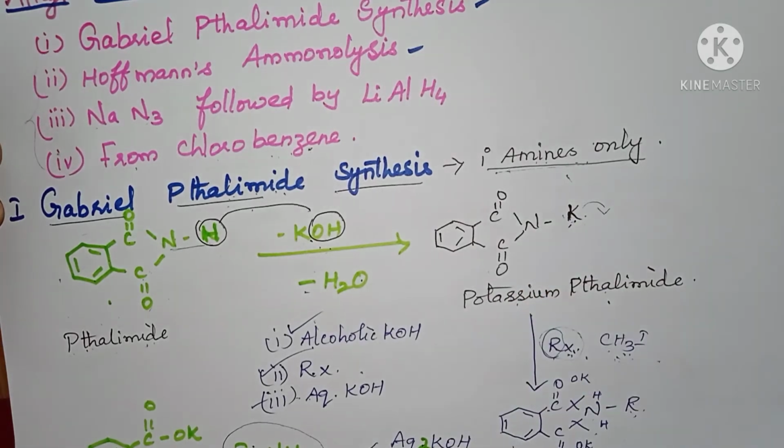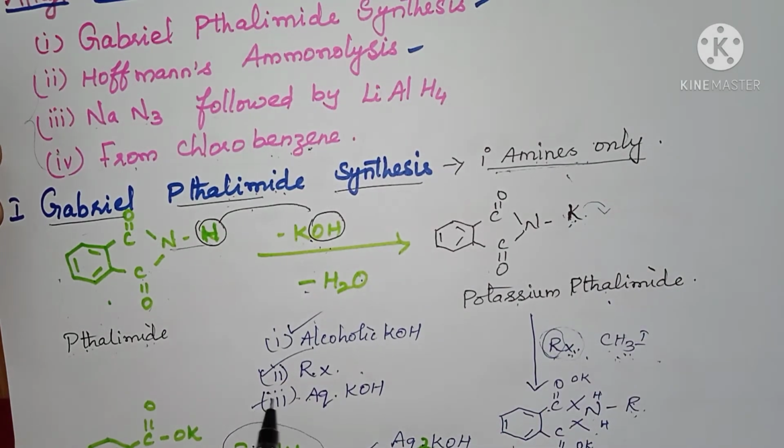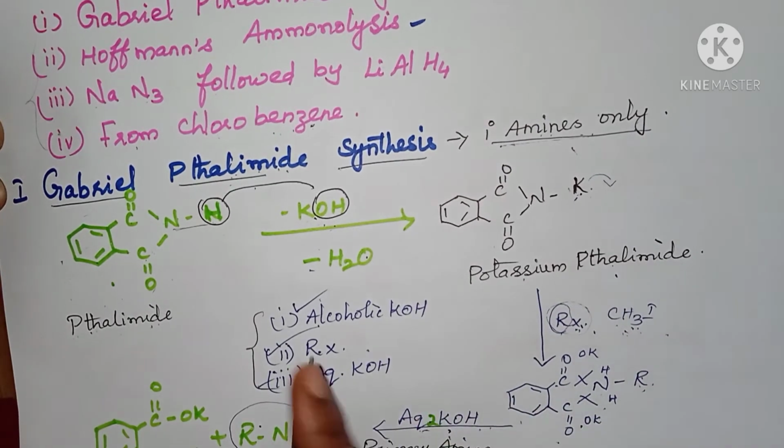So that is one point for easy tips. For Gabriel Thalimide synthesis, we can receive only primary amine. That is the first point. Then the second point: there are 3 steps. What are the 3 steps?